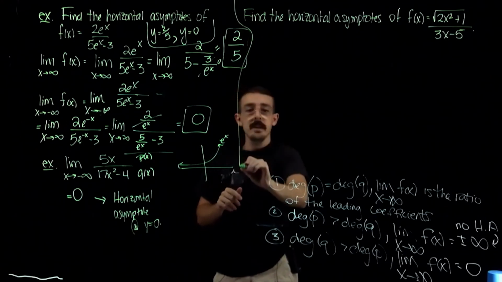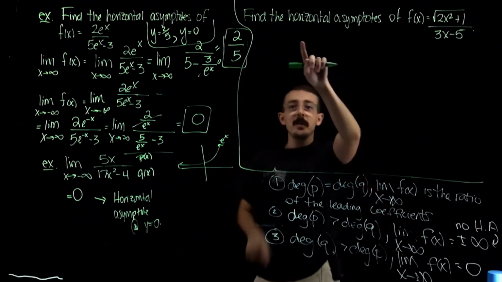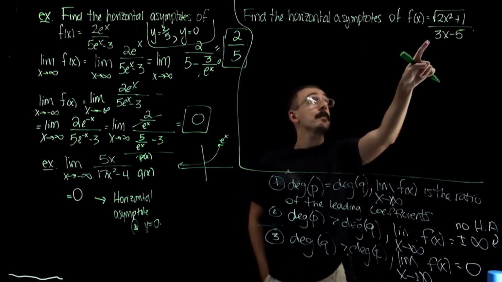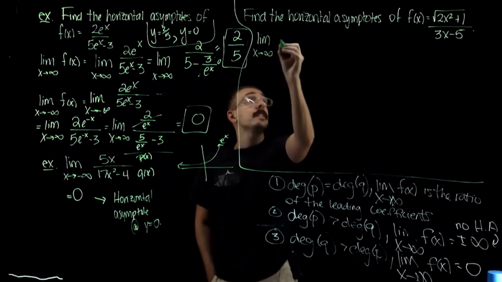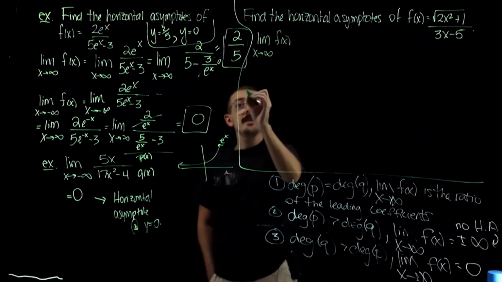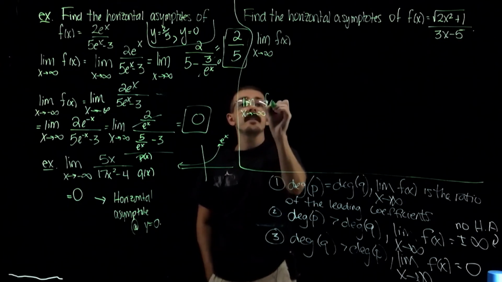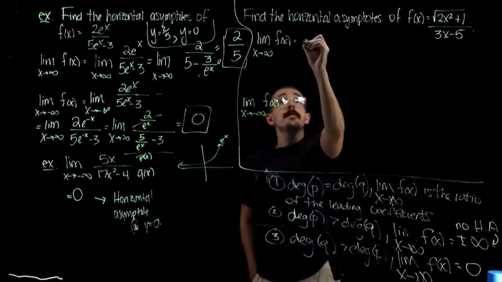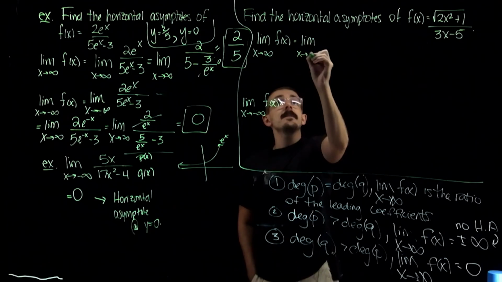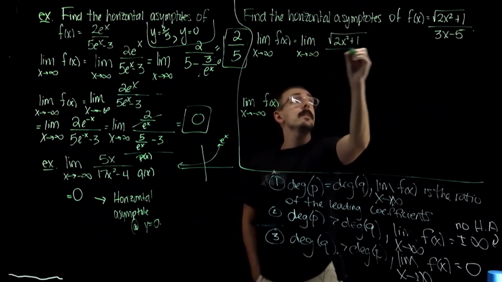Let's look what happens in this final example, and I'm hoping that this is enough space to do it. So we're going to find the horizontal asymptotes of this graph right here. So this means I'm going to take the limit as x goes to infinity of f of x. And I'm also going to take the limit as x goes to negative infinity of f of x. Starting with the top one, I have the limit as x goes to infinity of the square root of x squared plus 1 over 3x minus 5.